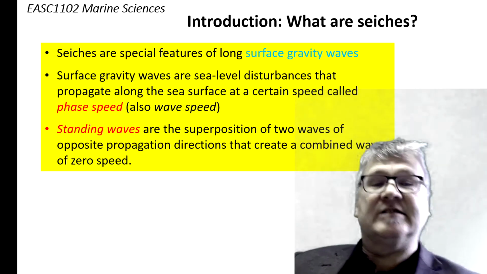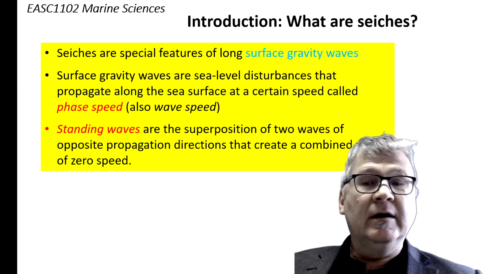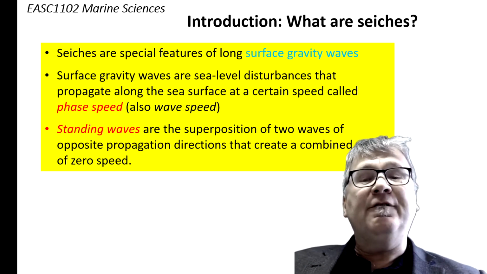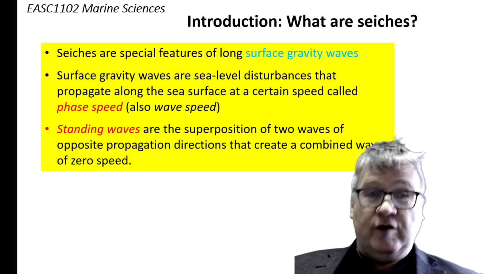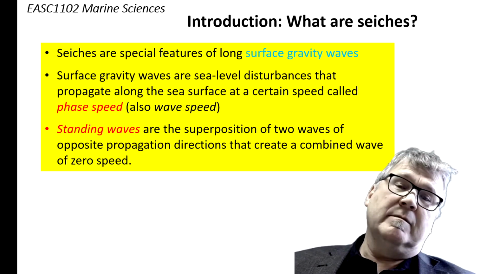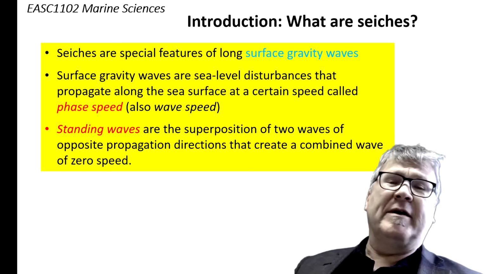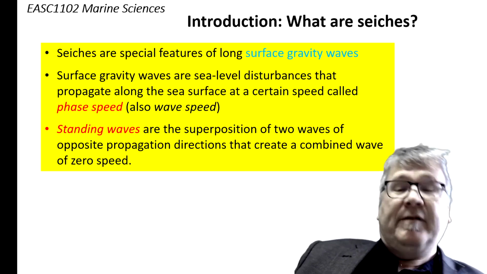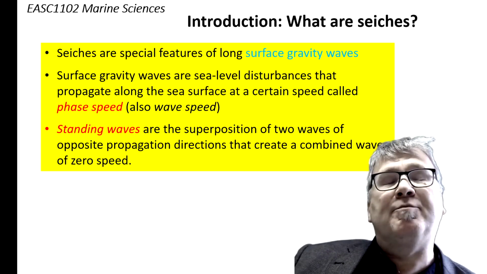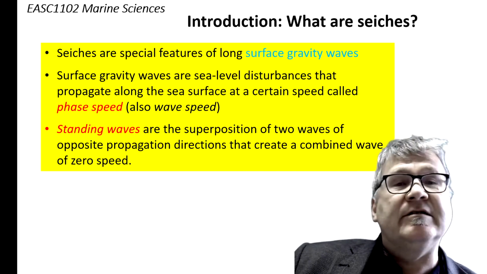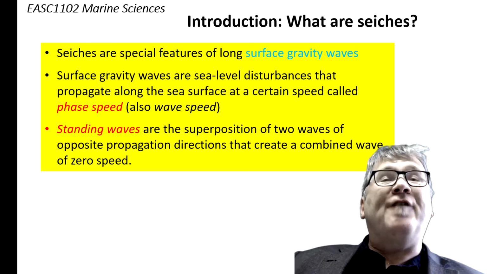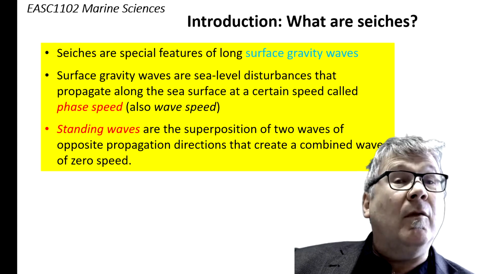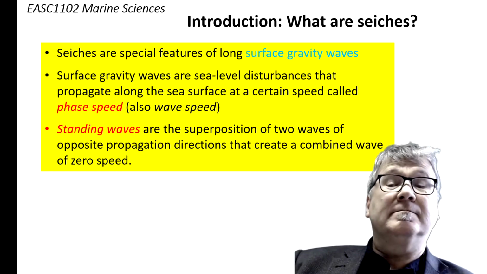So what are seiches? Seiches are special features of long surface gravity waves. And what are surface gravity waves? Surface gravity waves are sea level disturbances that propagate along the sea surface at a certain speed called phase speed or wave speed.